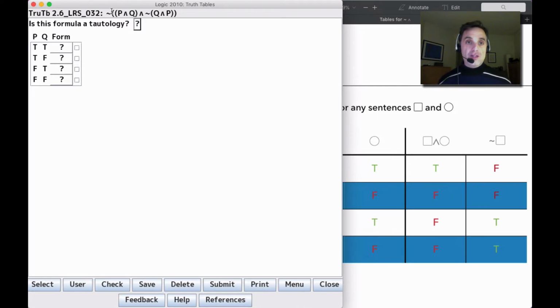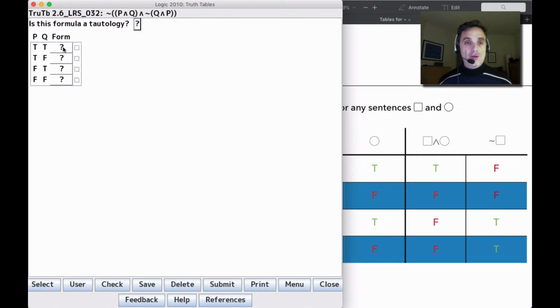So what we want to know is, is this formula a tautology? And what does that mean? We want to know, is it true in every situation or not? In other words, is it true on every row or not? So we're going to have to check and see, is it true in all rows, in which case it is a tautology, or are we going to find a row where it's false and then we know it's not a tautology? We don't know right away, so let's just start at the top.